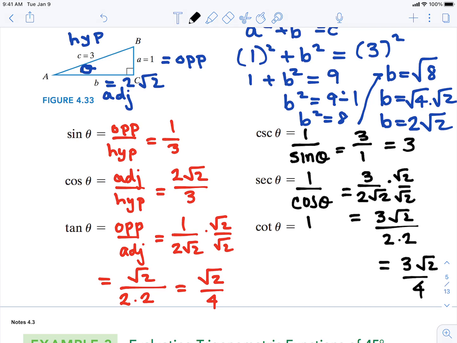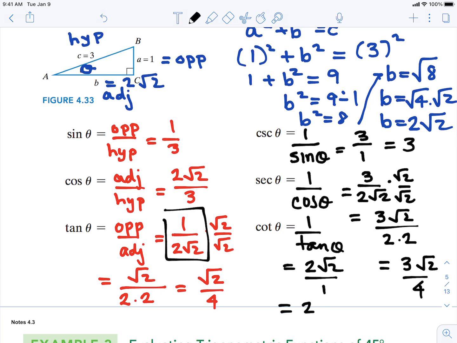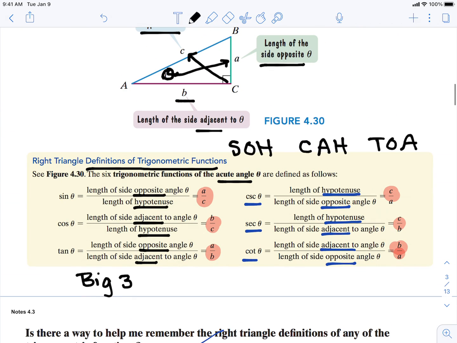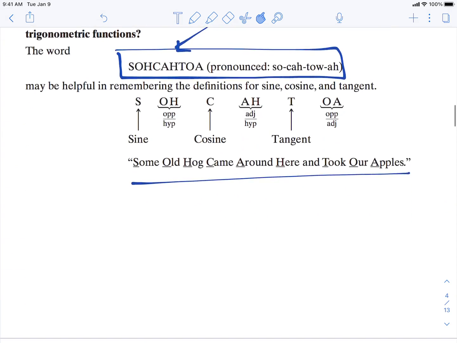The last one, the cotangent, is the reciprocal for the tangent. So I'm going to work with this one right here, and I'm going to reciprocate it. 2 square roots of 2 over 1, or 2 square roots of 2. In the black writing, you could have used these ratios too if you wanted to, instead of using the reciprocal identities.